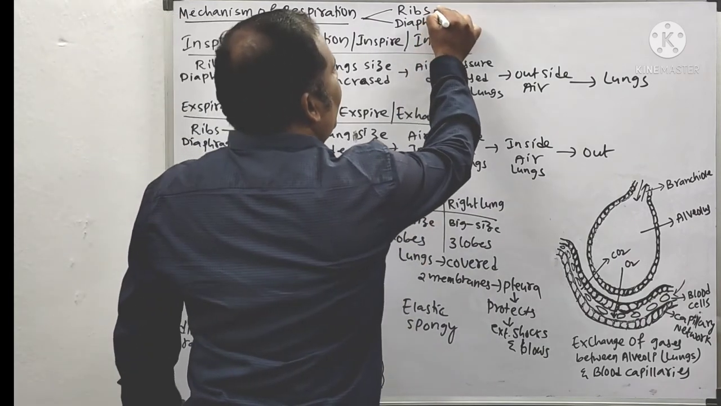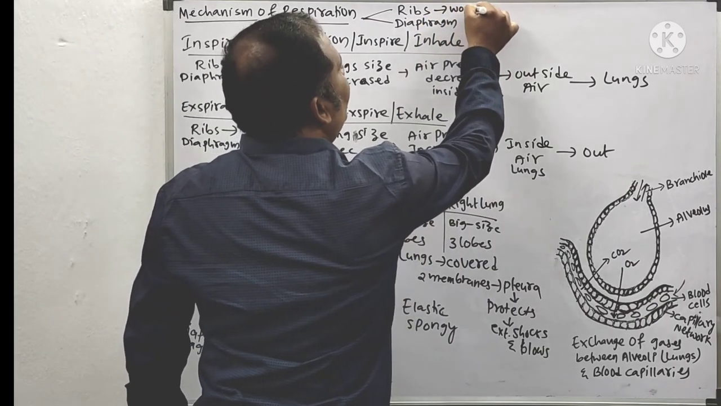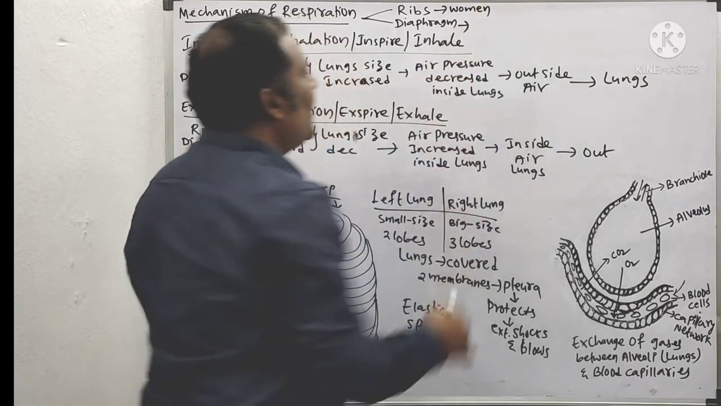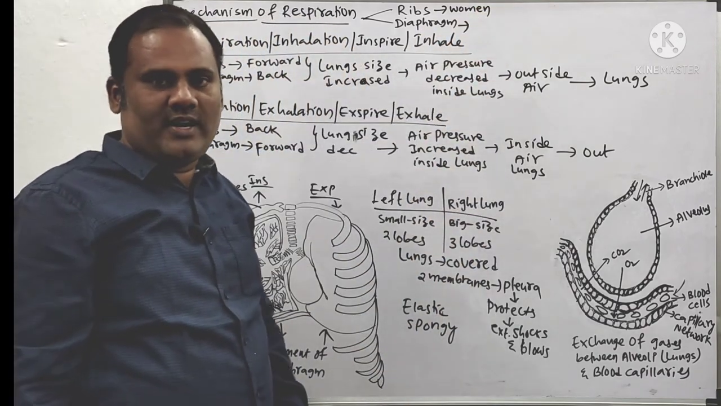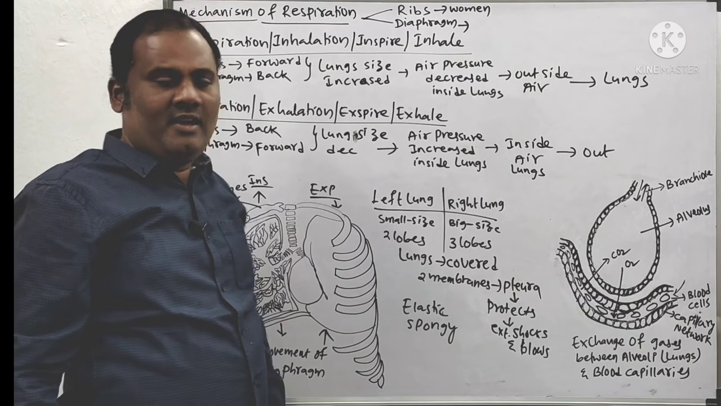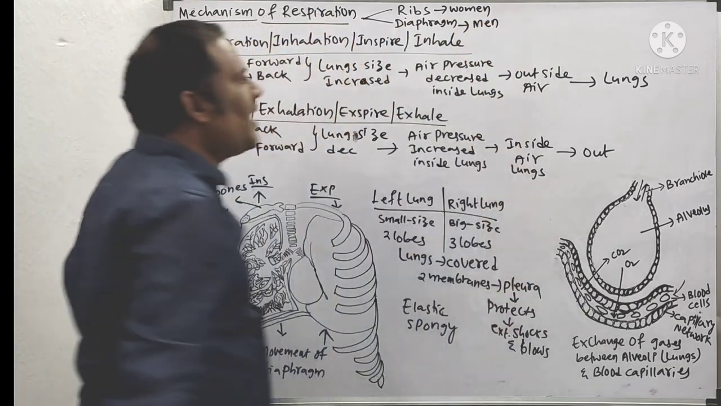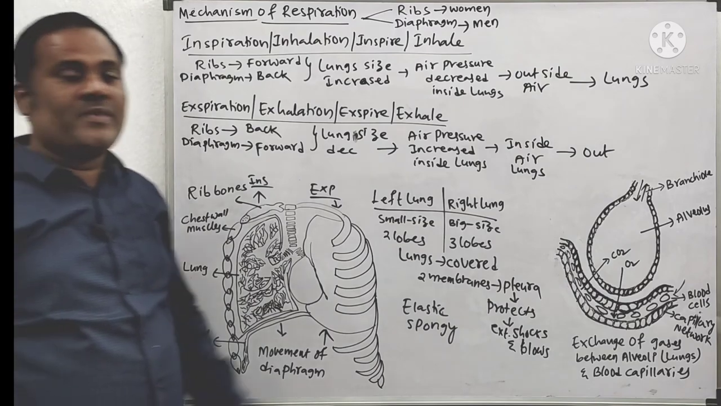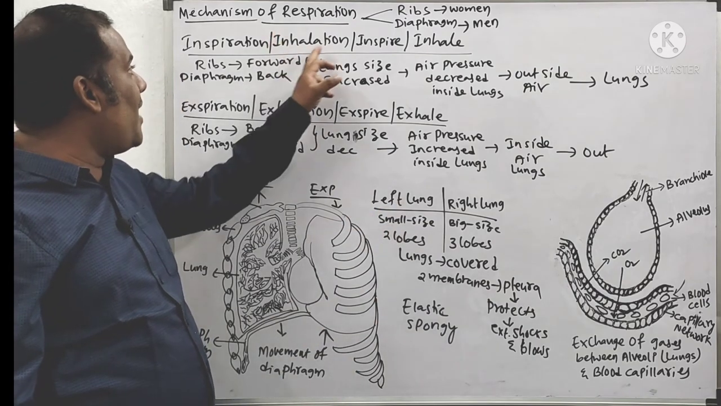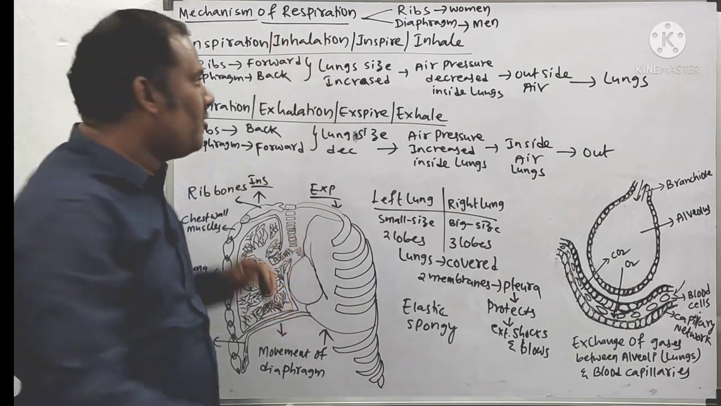In female respiration, the ribs play the major role, whereas in male respiration, the diaphragm plays the major role. But when they ask about human beings, you have to write both ribs as well as the diaphragm.